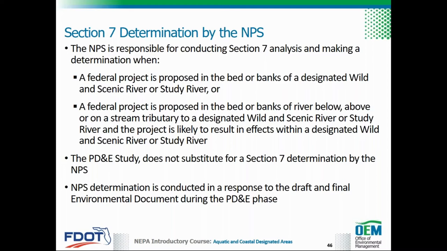The PD&E study in itself does not substitute for a Section 7 determination by the National Park Service. Their determination is conducted in response to the draft and final environmental document during the PD&E phase.